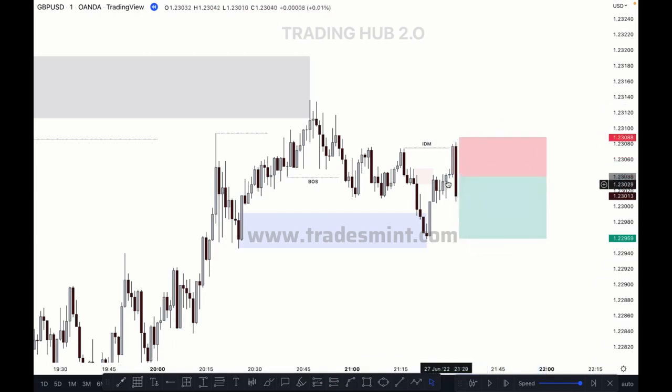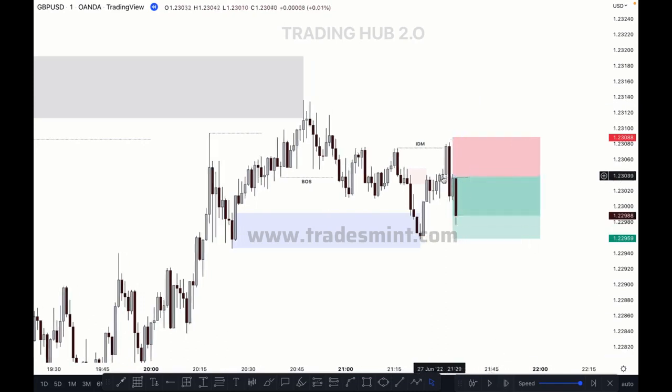So if price pushes upside to mitigate this order block, then we can sell here, and our stop loss is here. If the market hits our stop loss, this will be fair. Okay, why? Because we follow our rules. So let's see what happened next. Market mitigates.